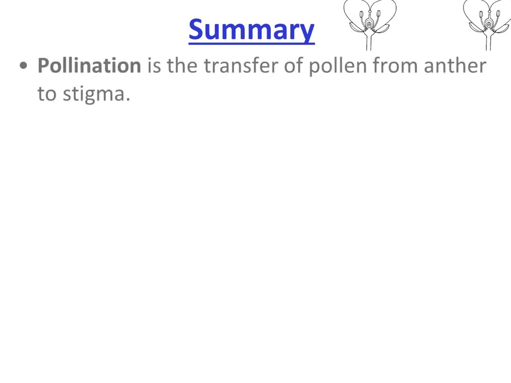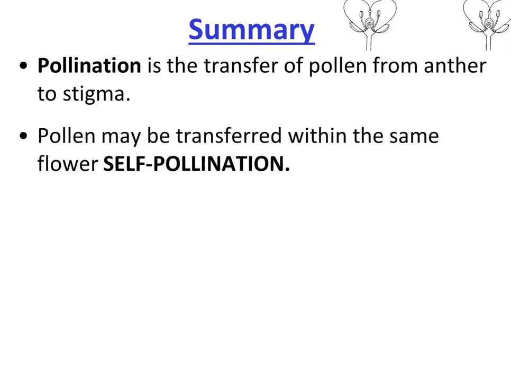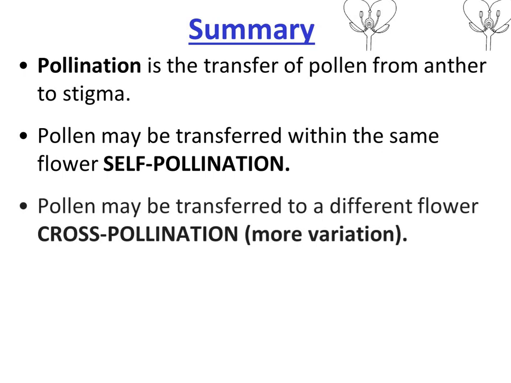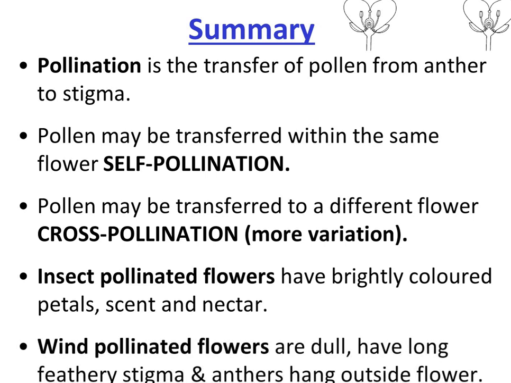So in summary, pollination is the transfer of pollen from the anther to the stigma. Pollen may be transferred within the same flower, which is called self-pollination, or it may be transferred to a different flower, which is called cross-pollination, which creates more variety. Insect-pollinated flowers have brightly coloured petals, scent and nectar. And wind-pollinated flowers are dull, have long feathery stigma and anthers which hang outside of the flower.